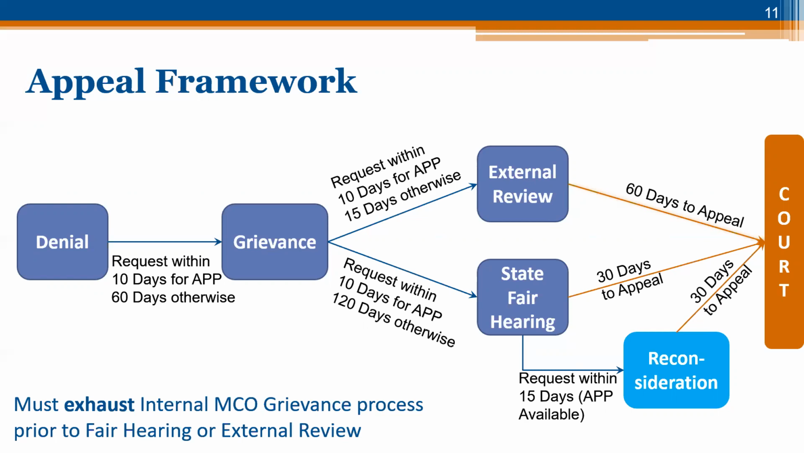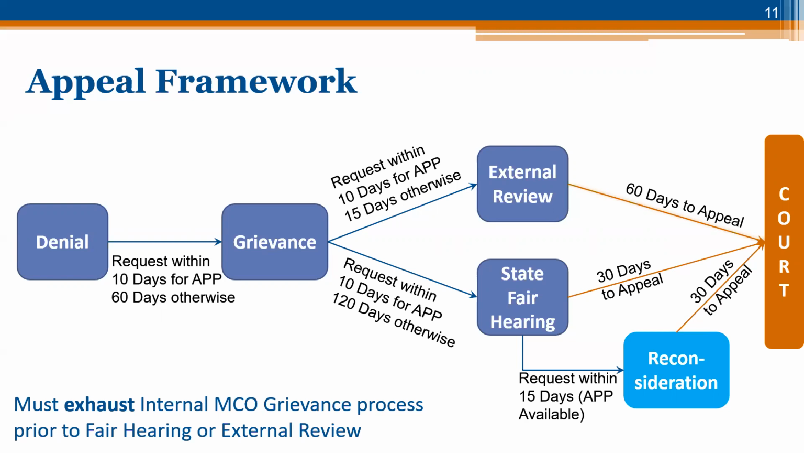If somebody chooses, for both you have 10 days to keep aid paid pending, but for a state fair hearing, you actually have 120 days otherwise. If you're not worried about aid paid pending, let's say you're requesting a new service, or let's say you missed the deadline for aid paid pending, you still have a total of 120 days to request a state fair hearing. But I want to warn people who think, okay, I'll just request external review, and then if that comes back against me, then I'll request a state fair hearing.